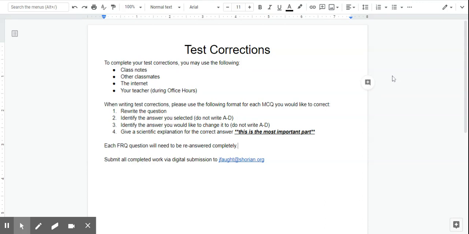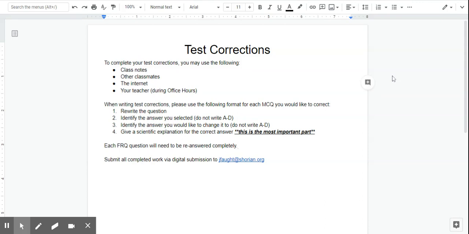Or if you are truly stuck and stumped and you have no idea what is incorrect and why things need to be changed or corrected, then you come talk to me during our office hours, and I would be more than happy to do either a one-on-one or a small group instruction. That way we can talk about different questions that you may or may not have.